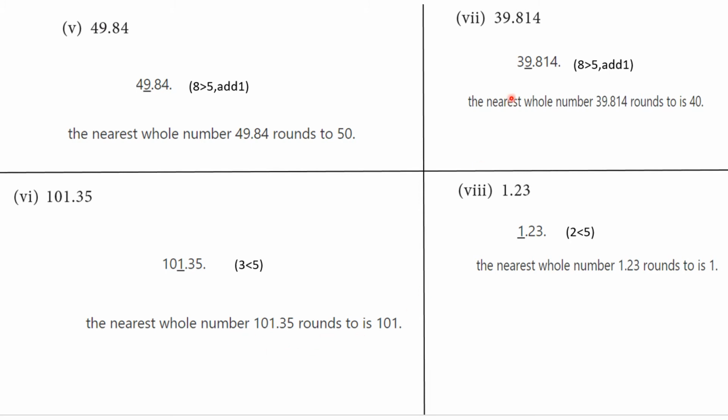Next question 39.814. Underlined digit is 9. The digit next to the underlined digit is 8. 8 is greater than 5, so you add 1 to the underlined digit. So 39 plus 1, 40. 40 is the rounded whole number. Next 1.23. 1 is the underlined digit because that is the whole number. The digit next to it is 2. 2 is less than 5. Therefore the underlined digit remains the same. The nearest whole number, 1.23 rounds to 1.